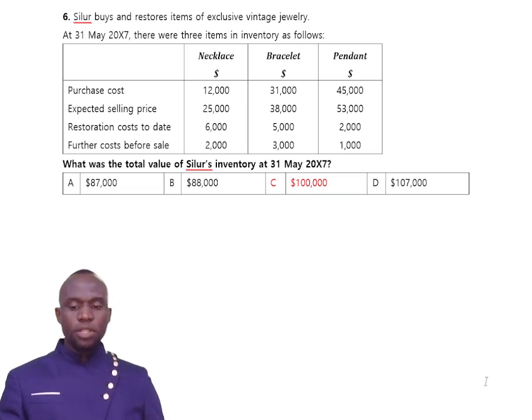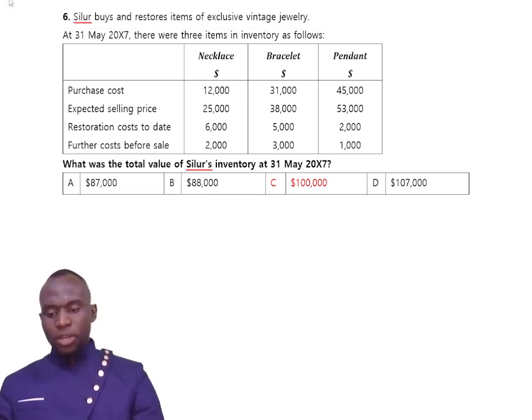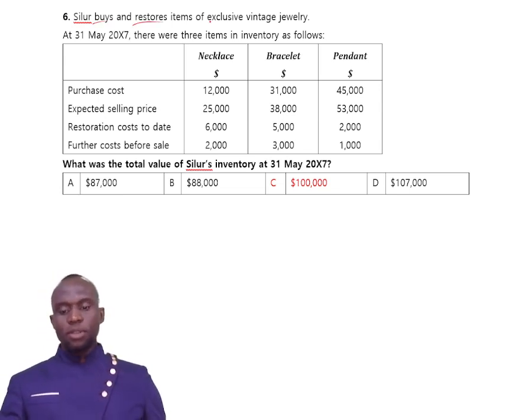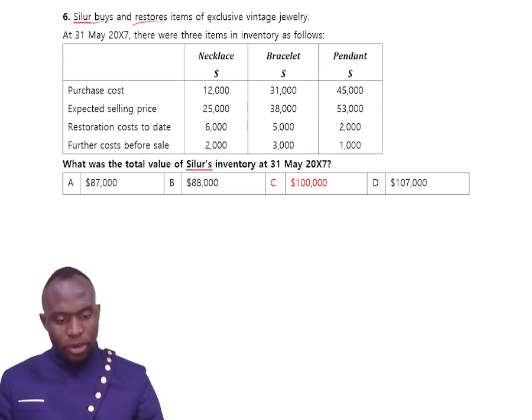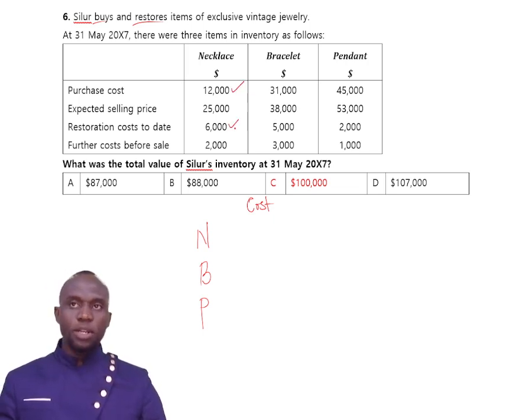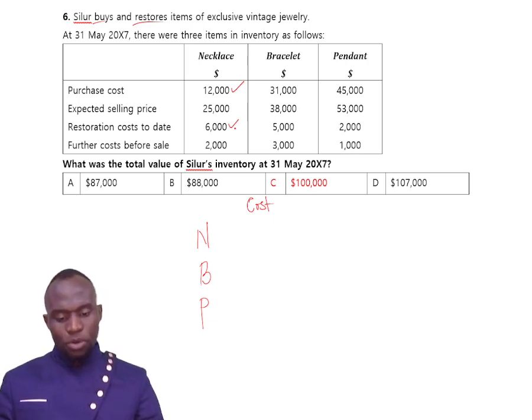So we are trying out number 6, and they want you to find the total value of inventory on 31st May 2007. The company buys and restores items, then after that it sells them to customers. Now these are the 3 items of jewelry: we have the necklace, the bracelet, and the pendant. Now what is the total cost of the necklace? Total cost would include purchase cost, and we said we should also add the restoration cost. So the total is going to be 18.